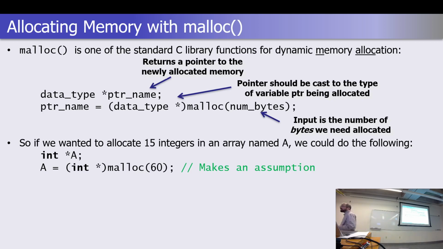But that particular usage example makes a certain assumption. What assumption does that example make? That may or may not be a true assumption. That's right. That's exactly right. That makes the assumption that each of our integers is 4 bytes.